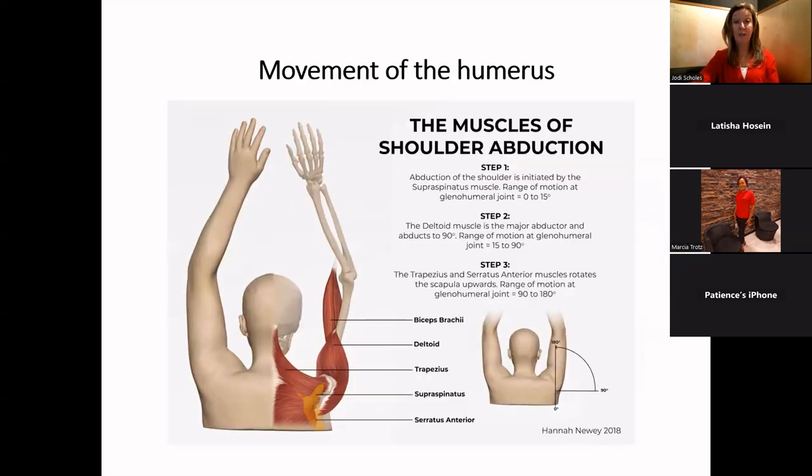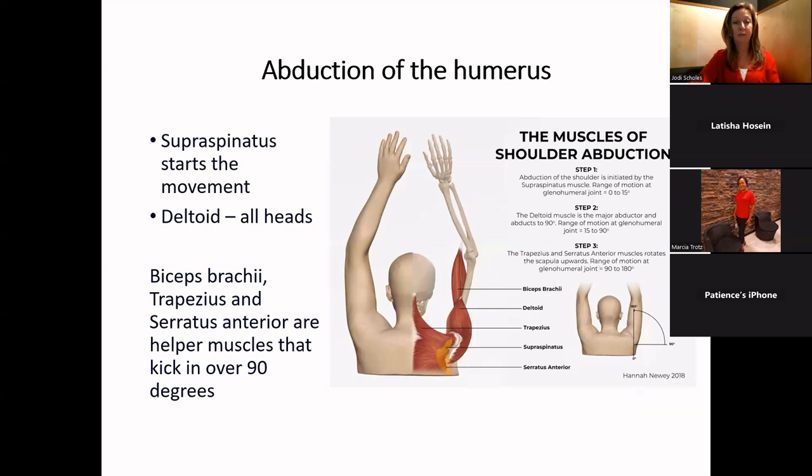This is abduction of the glenohumeral joint, so abduction of the shoulder joint. And actually, this movement is initiated by a rotator cuff muscle, the supraspinatus. But then the medial and anterior deltoid kicks right in. And after about 90 degrees, we get all that little help going on. The trap, serratus anterior. Here's a bigger picture of it. Supraspinatus starts the movement. All heads of the deltoid support the shoulder in that movement.